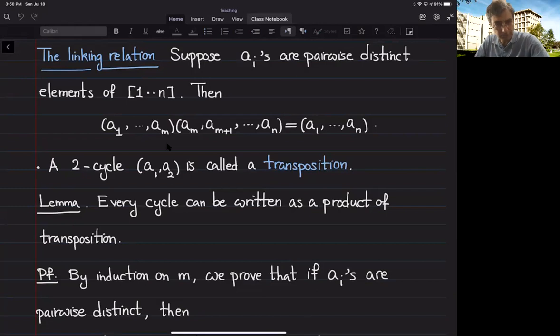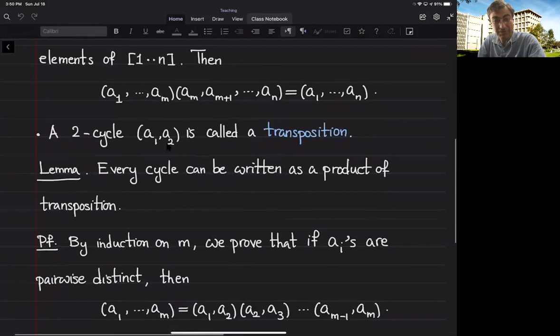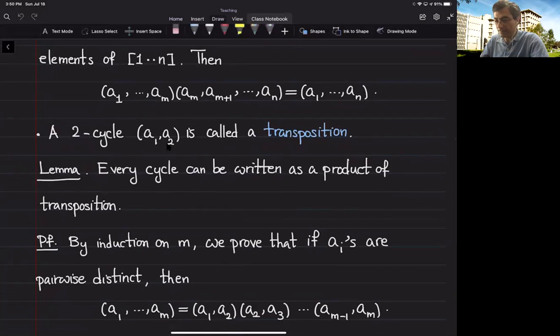Now, today's topic is about transpositions and products of transpositions. What is a transposition? A two-cycle is called a transposition. So what is a two-cycle? Let's think about it. A two-cycle, let's say (a1 a2), is a permutation that flips only two points. So if I start writing them like this, I have 1, 2, 3, and so on.